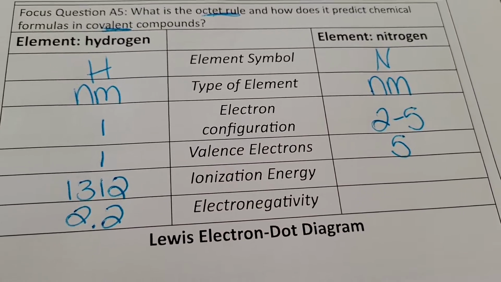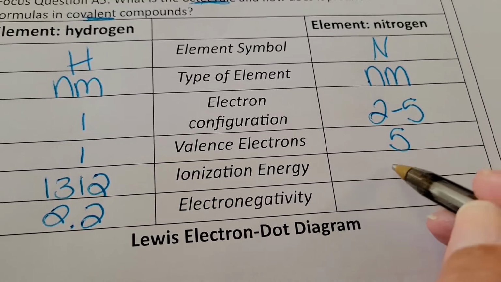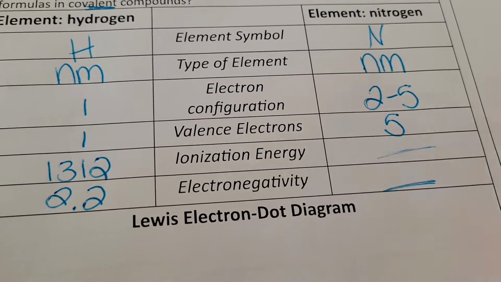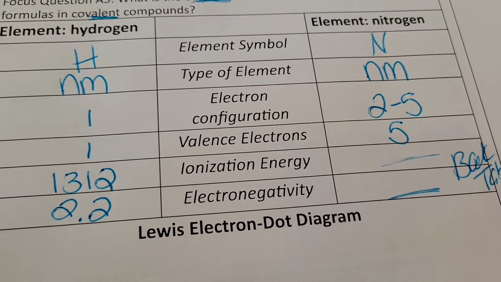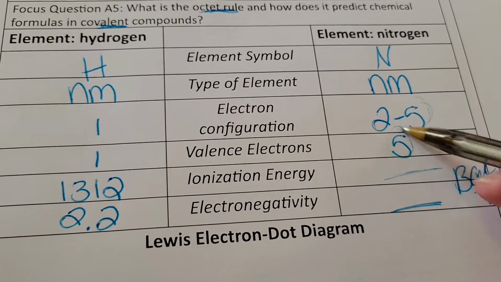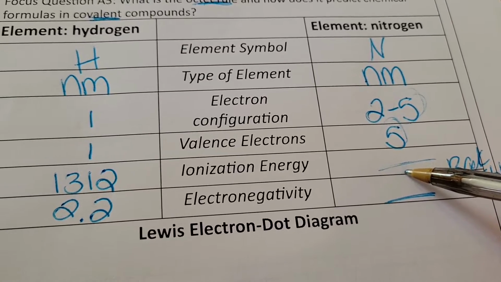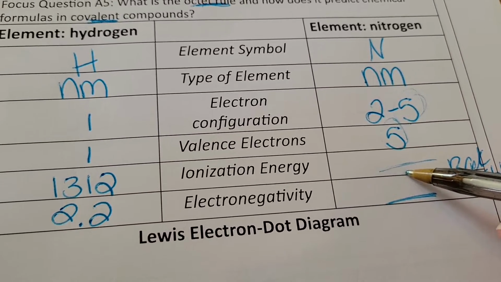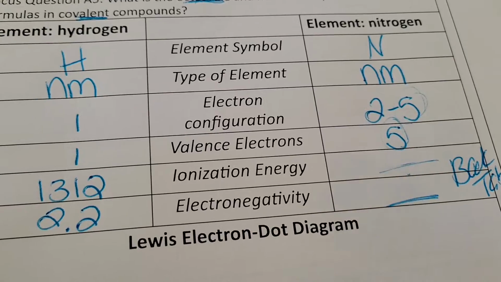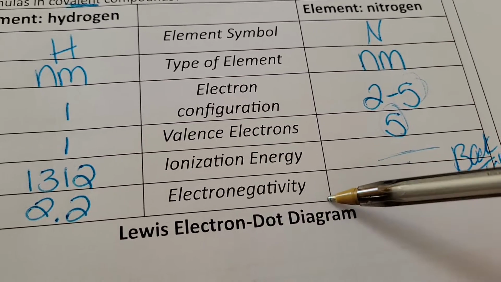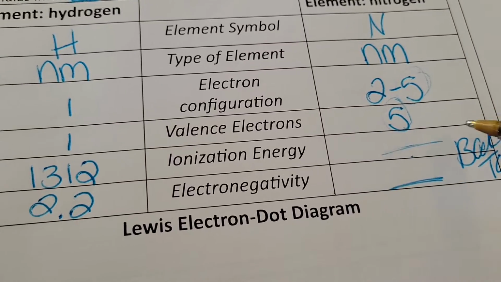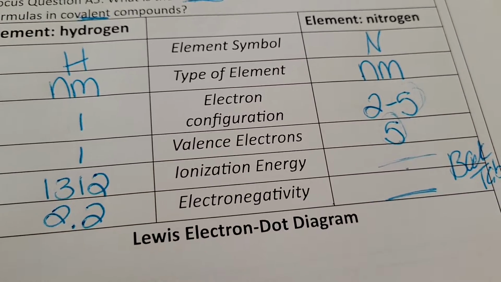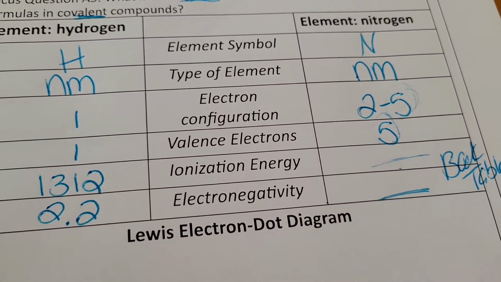And I forgot to write down, sorry, I forgot to write these two down. But remember, you get those on the back table. We would expect this to be a little bit easier to remove an electron because it has 5. And then ability to attract, reasonably high, but it has to attract 3, so it's not going to be as high as the oxygen when we looked at the oxygen.